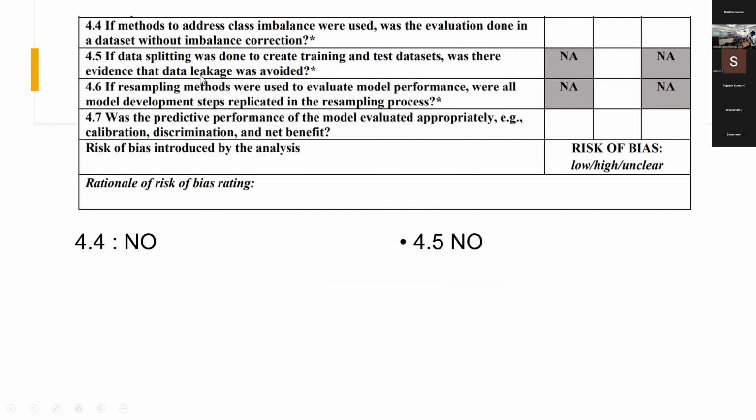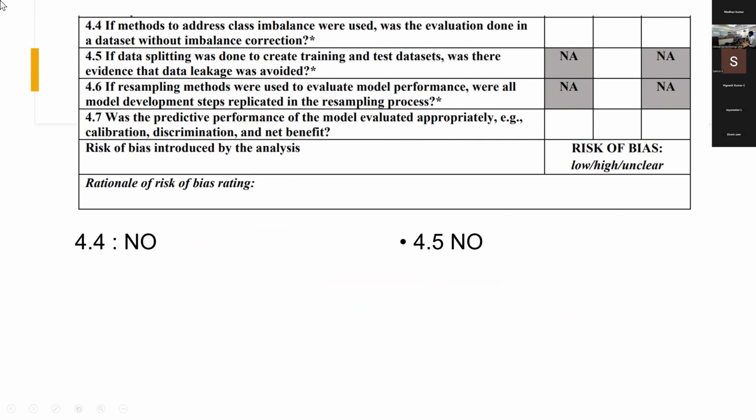And coming to the fourth question, if methods to address class imbalance were used, was the evaluation done in a data set without imbalance correction? Here, they have not done any separate evaluation in a data set with imbalance correction. So I've given a no to this question. And if data splitting was done to create training and test data sets, was there evidence that data leakage was avoided? For this, again, I've given a no.